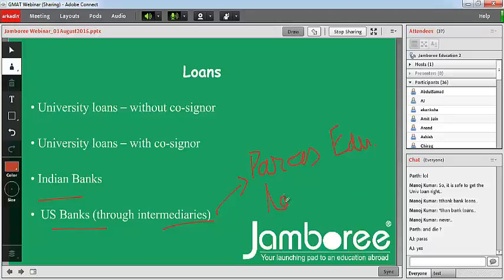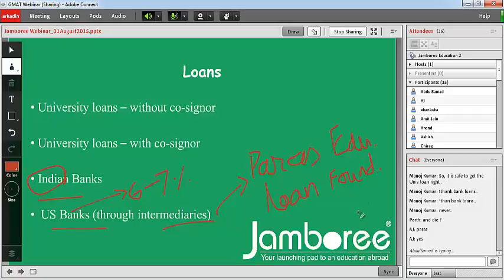The advantage of this is that you don't have to worry about whether the university that you are applying to gives loan without cosigner or not. In case you are not able to get anything, still it is better to go for a US bank loan. Remember, the rate of interest is 6 to 7%, right? So it is advisable to go for this rather than Indian banks where the rate of interest can be 14 to 15%.